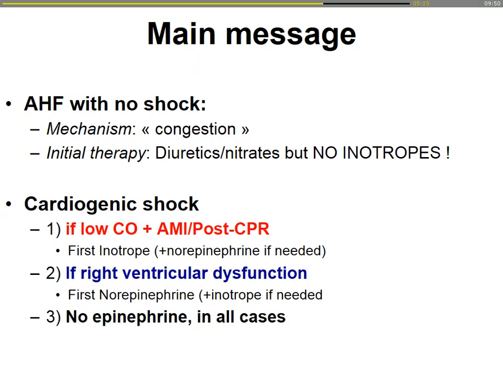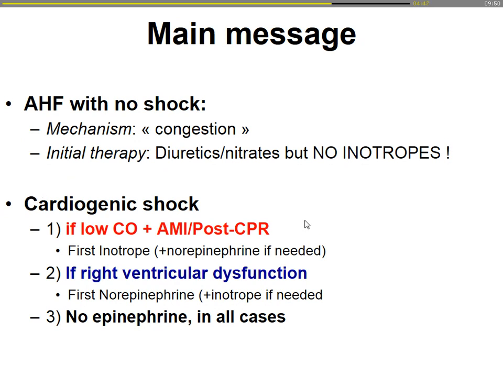Then again, the main message of my talk is maybe to say, please do not use inotropes in patients who do not need it. If the patient comes hemodynamically stable, even with big pulmonary congestion, kidney congestion, liver congestion, if he's stable, if you measure his cardiac output and it's fine, please start with diuretics, nitrates, non-invasive ventilation, but no inotropes. Giving inotropes in those conditions where the patient is hypoxic will only increase mortality.